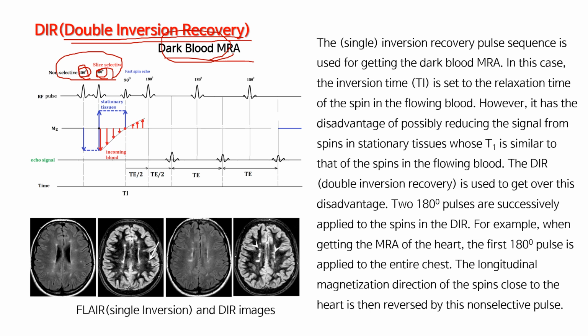However, the direction of modulation of the spins in the incoming blood into the image thickness is reversed by the second 180-degree pulse. After this 180-degree pulse, the reversed longitudinal modulation recovers and passes through the zero point. Okay.